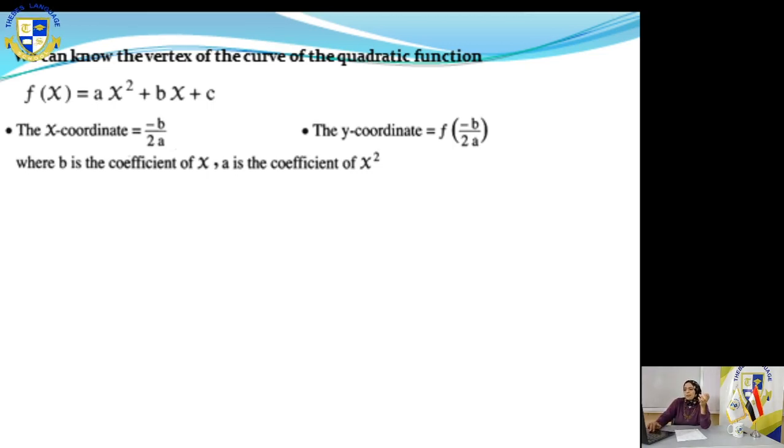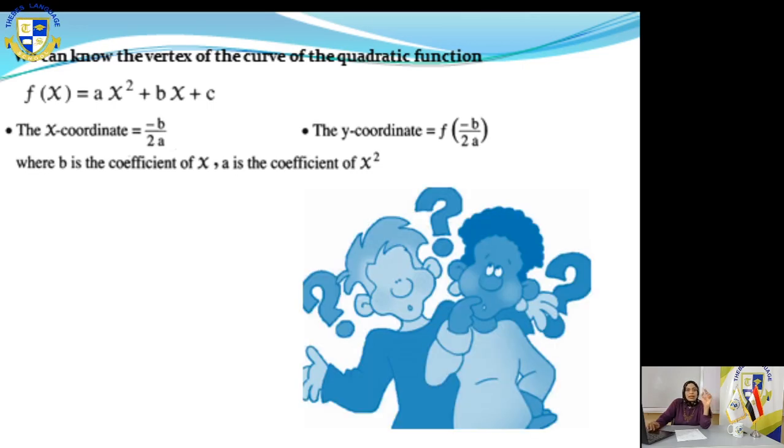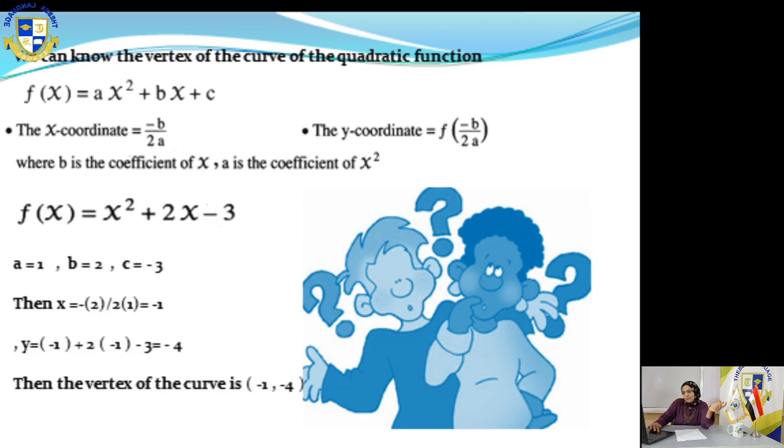We have here an example, for f of x equal x power 2 plus 2x minus 3. a equal 1, the coefficient of x power 2, b equal 2, the coefficient of x, c negative 3, the number in the polynomial. Then we will calculate the value of x, which is negative 1. Then we will find the image of negative 1 to get negative 4, and this ordered pair (-1, -4) is the vertex of the curve. That's all, and thank you.